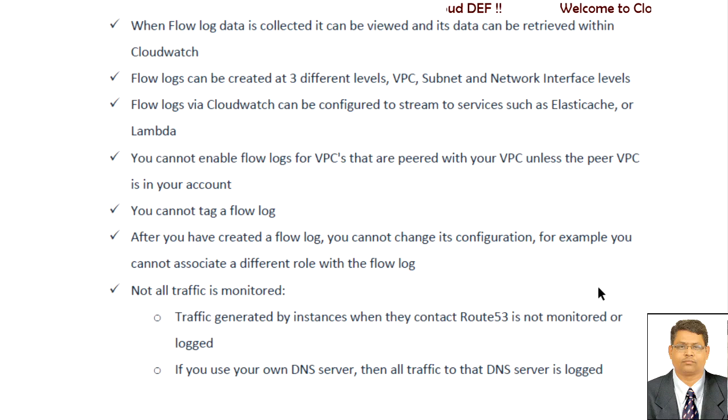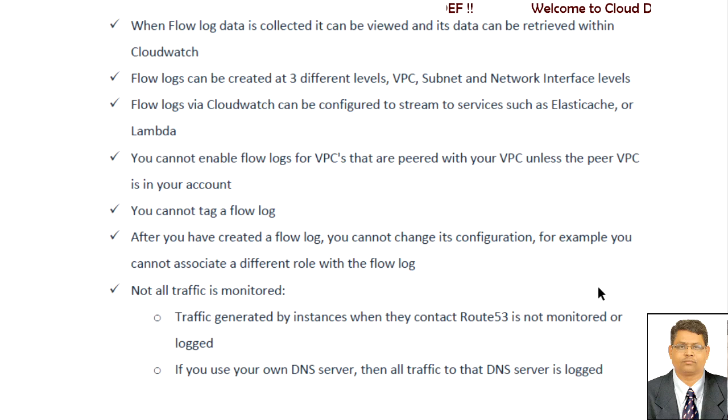You cannot enable flow logs for VPCs that are peered with your VPC unless the peer VPC is in your account. You cannot tag a flow log. After you have created a flow log, you cannot change its configuration. For example, you cannot associate a different role with the flow log. Not all traffic is monitored. Traffic generated by instances when they contact Route 53 is not monitored or logged.